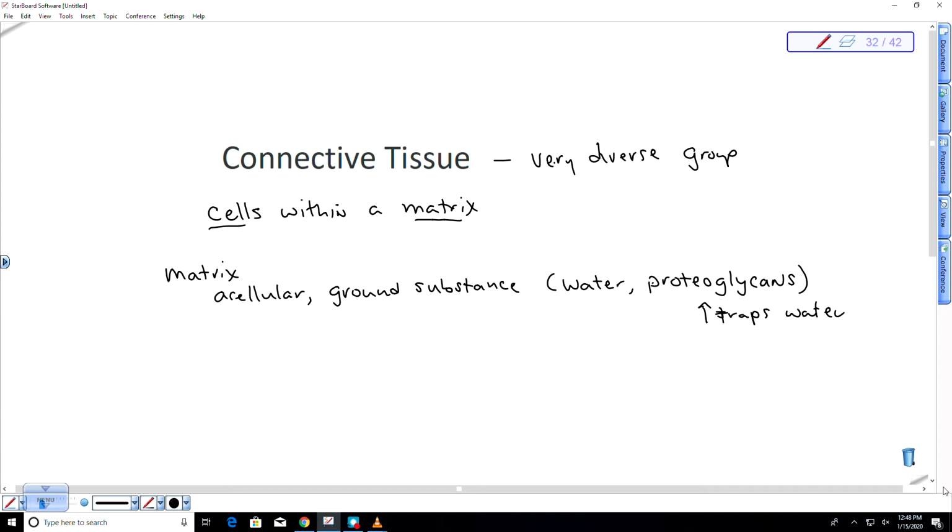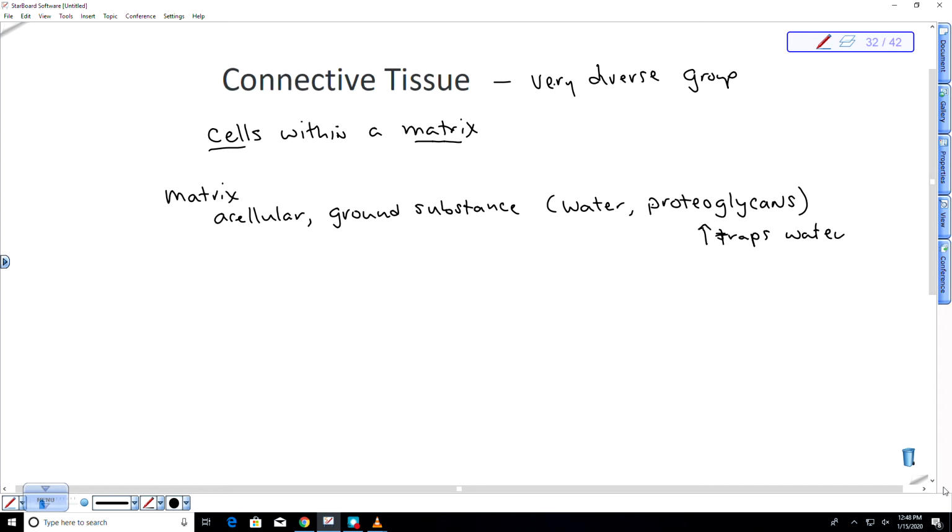So I'm not going to talk about blood right away. I'm going to talk about other types of connective tissue. The blood actually has a plasma. The matrix is actually the blood plasma. So we're just going to talk about the other types of connective tissue. We'll just talk about the main type of connective tissue.